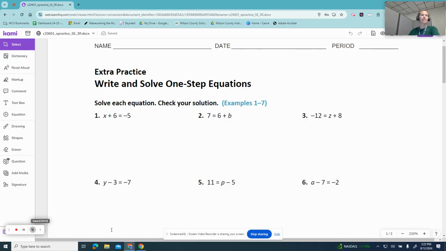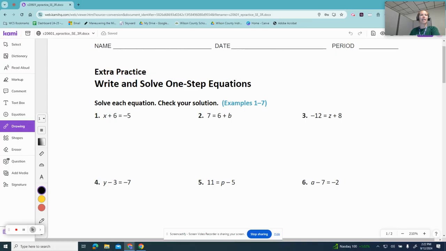Okay, so you can see here we have x plus 6 equals -5. Okay, we are going to try and isolate x, our variable, by itself. So we can see x equals a number or a number equals x. Either side of our equal sign is okay. Okay, so let's take a look at what this would be here. x plus 6 equals -5.